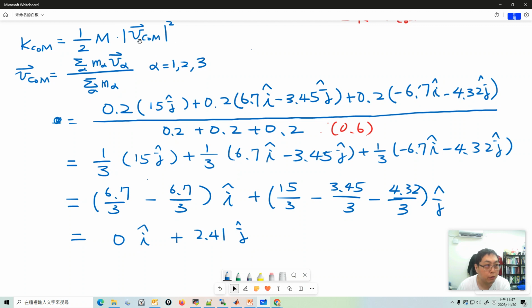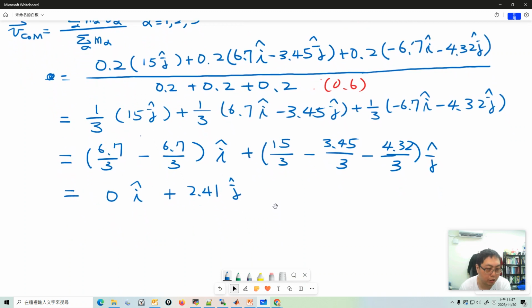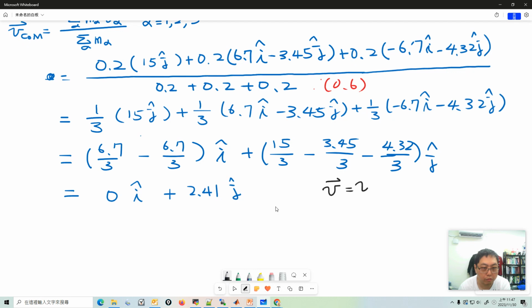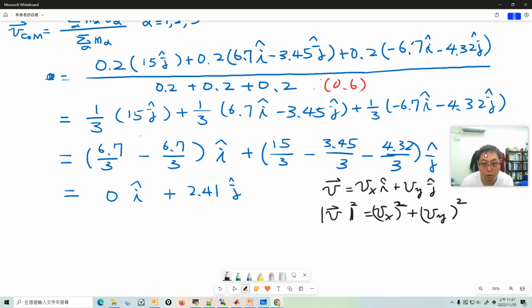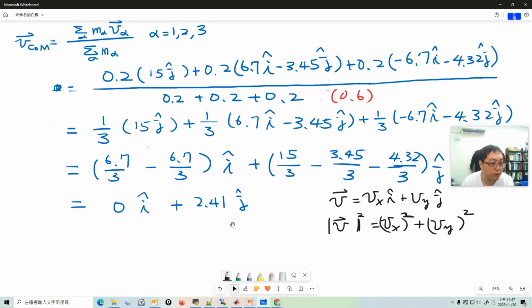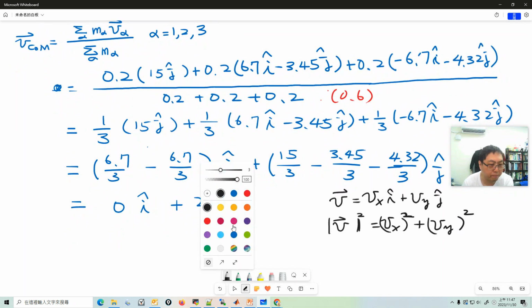If you forget how to do the magnitude square of a vector, I'll give you a note here. Suppose we have a velocity vector Vx i plus Vy j. So the magnitude square of the velocity vector is equal to Vx square plus Vy square. If you forget how to do the vector calculation, that's a hint. So of course, we can calculate K COM.